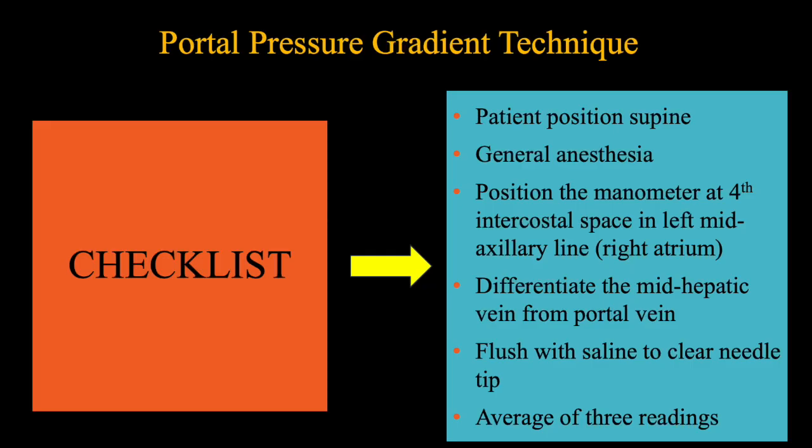After the vessel is punctured, 1 milliliter of heparinized saline is flushed, and once the air bubbles are visualized at EUS, the pressure readings are obtained. The average of 3 readings in the mid-hepatic vein and left portal vein are obtained, and the difference will be the portal pressure gradient. A value of 5 is the cutoff to determine the presence of portal hypertension.